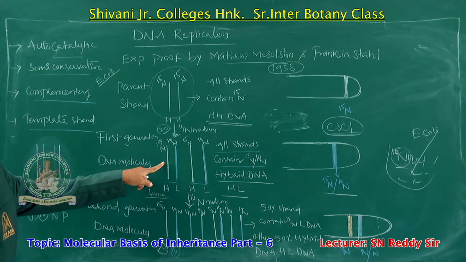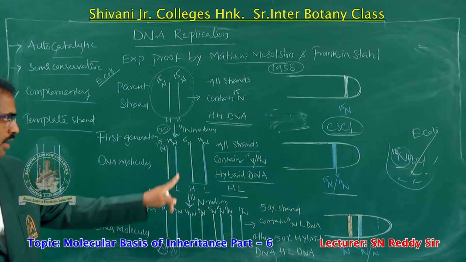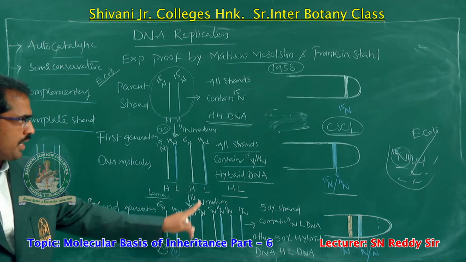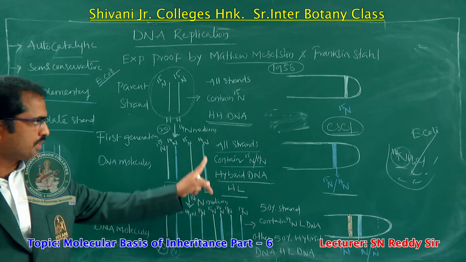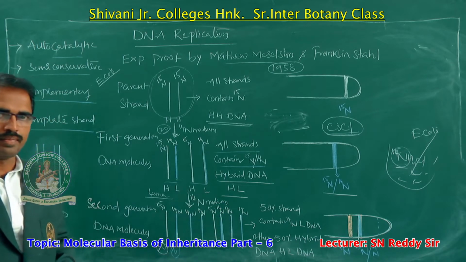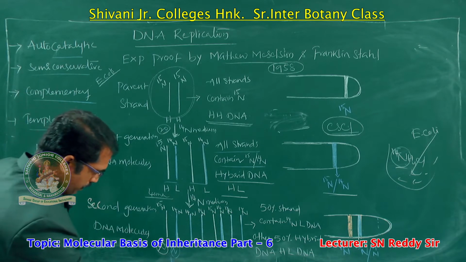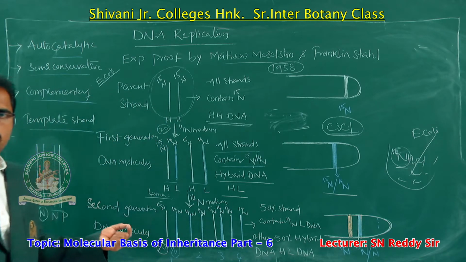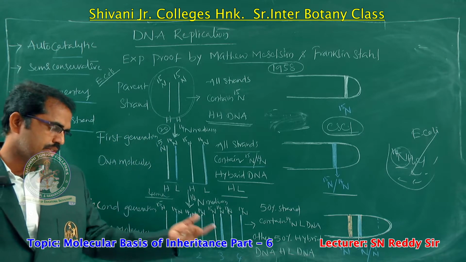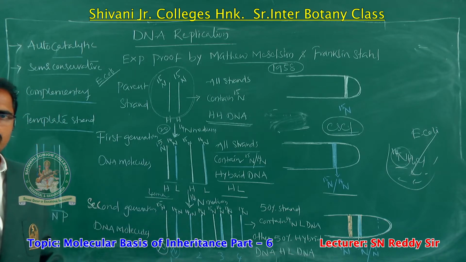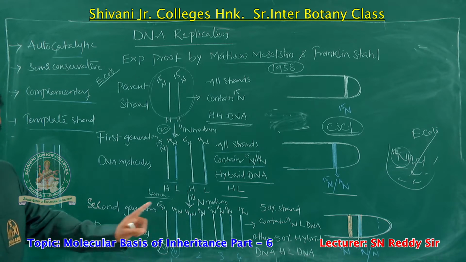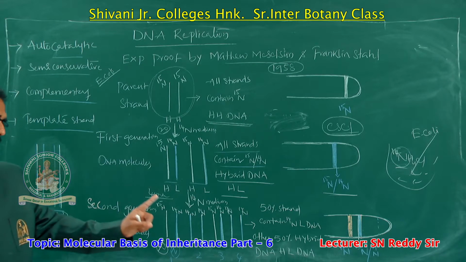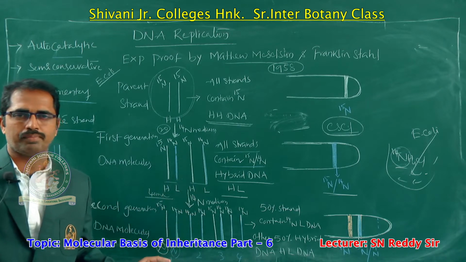This strand forms a new strand. This strand also forms a new strand. This strand also forms the new strand. This strand also produces a new strand. That means 1, 2, 3, 4: 4 new DNAs will be synthesized. In this you observe clearly there is a semi-conservative method of replication.